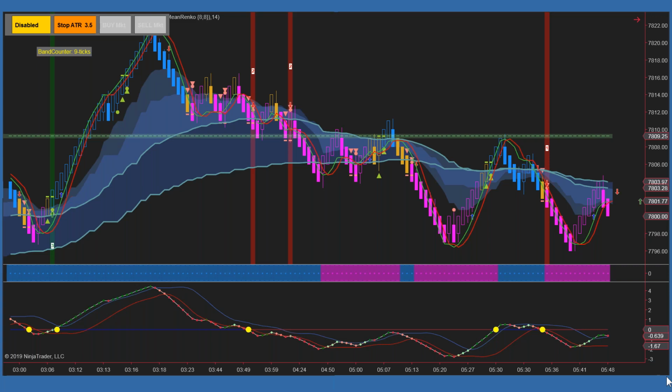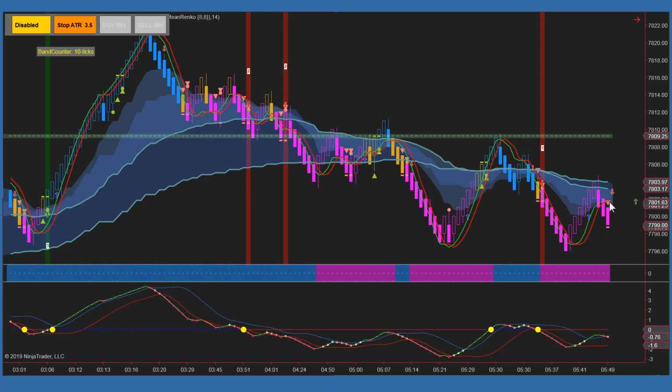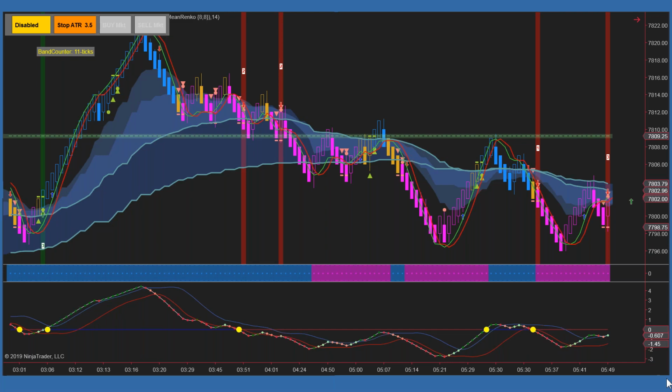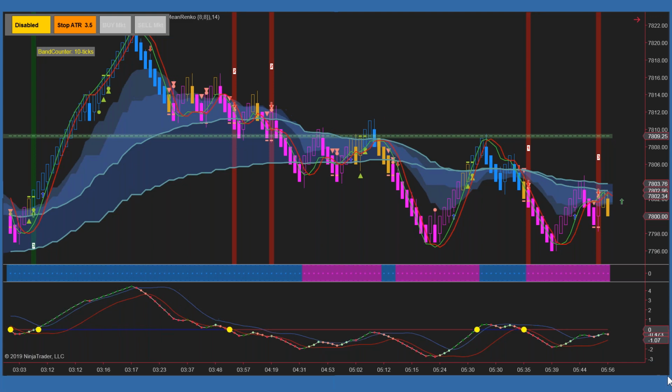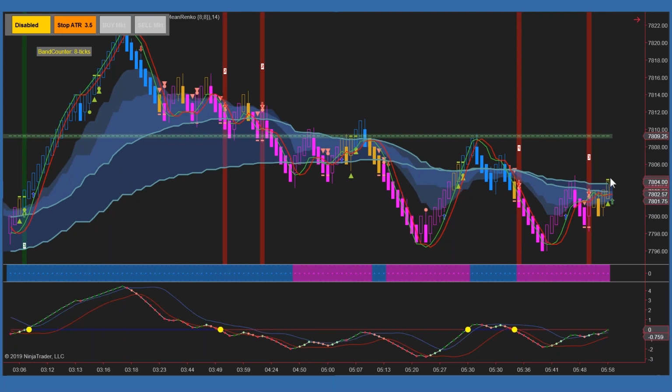Ooh, how aggressive do we want to be here? Technically, the lines are dead even. They're not crossed over yet. Oh, and there they crossed back the other way. So now we're bullish again. Bearish. Bullish. Okay, so here we have now essentially a number two signal.